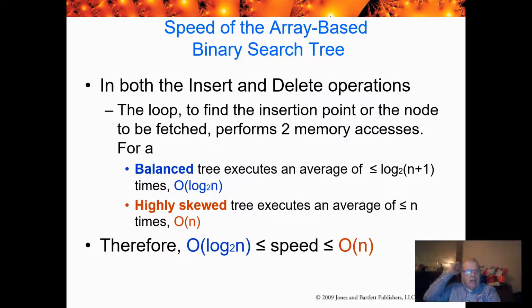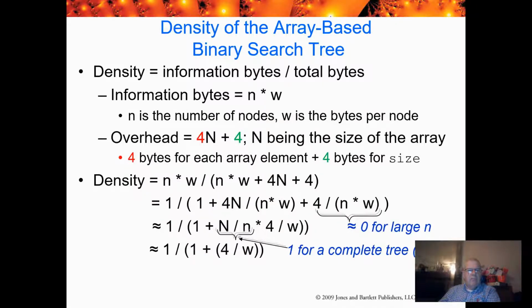Again, in a balanced tree, the execution is order log n. In a highly skewed tree, it becomes order n. The density is a little better than a linked list based approach, because we don't have to worry about the links, the left child and right child.